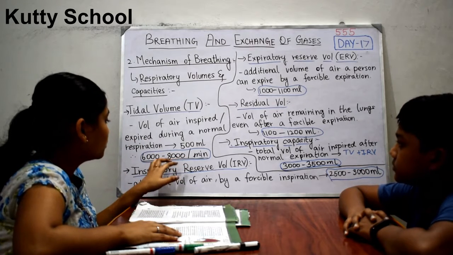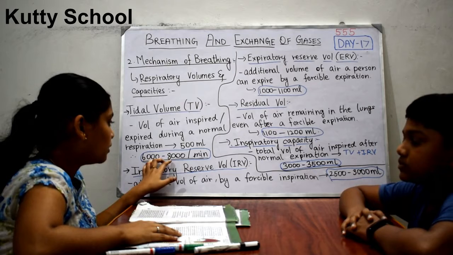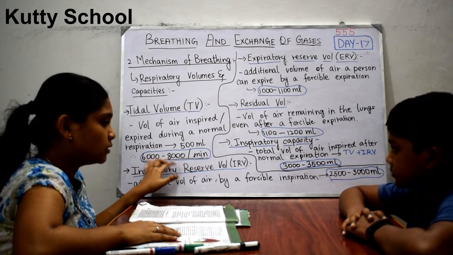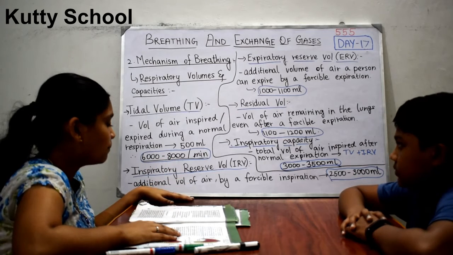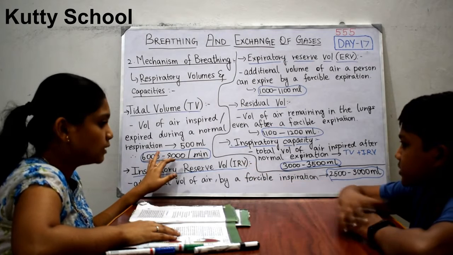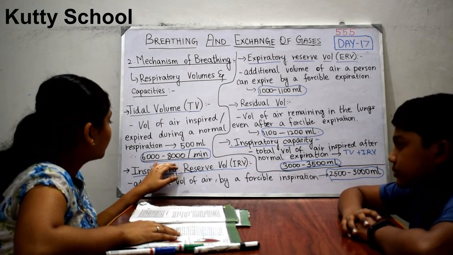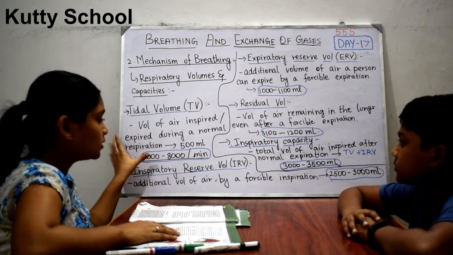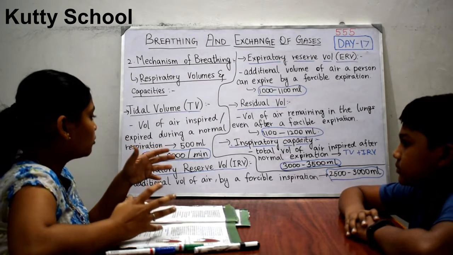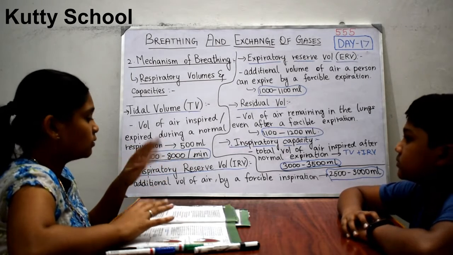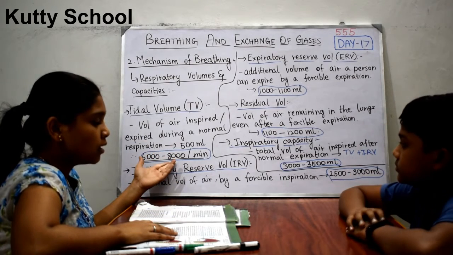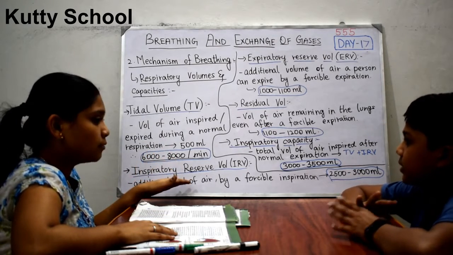So it becomes 6,000 to 8,000 ml per minute, that is 6 to 8 liters per minute. So that is tidal volume. Actually, the volume of air which you normally breathe is known as tidal volume. So tidal volume is 6,000 to 8,000 ml per minute.